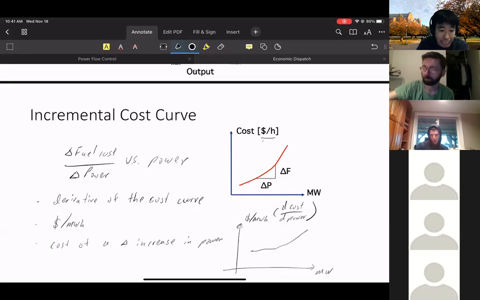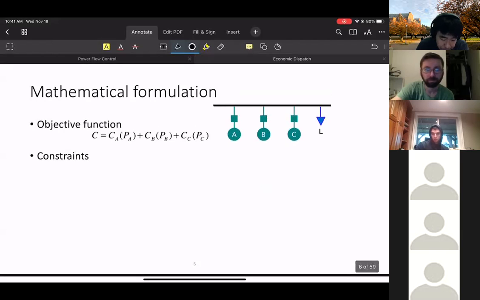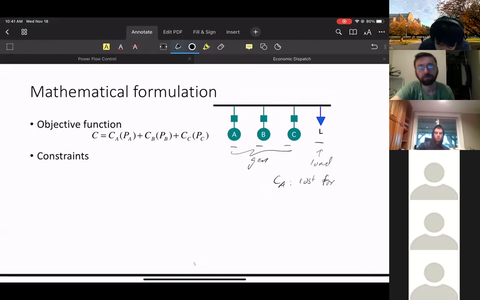Let's look at the mathematical formulation. We will get to the economic interpretation later. Let's look at the math first. Say we have some objective function. Here, just as an example, I have three generators and one load. Let's assume every one of the generators has a cost curve. CA is the cost for generator A, CB for generator B, and CC similarly.